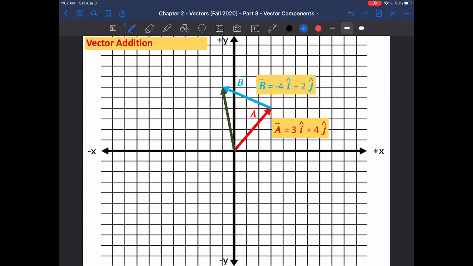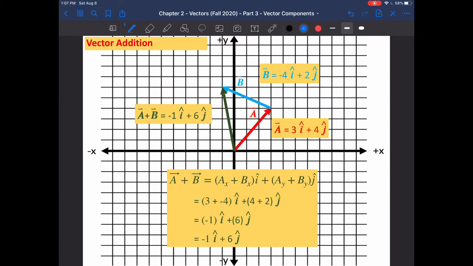But now that I know about vector components, I can also add these 2 vectors together component by component. The way I'm going to do this is I'm going to add together the x components of my vectors separately and the y components of my 2 vectors separately. So if I want to add A plus B, that's what I want to do.